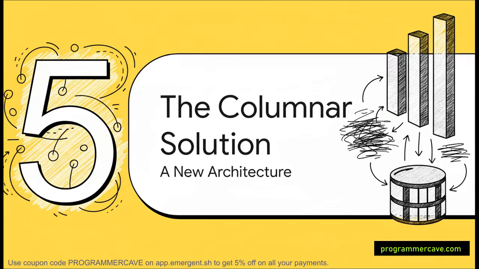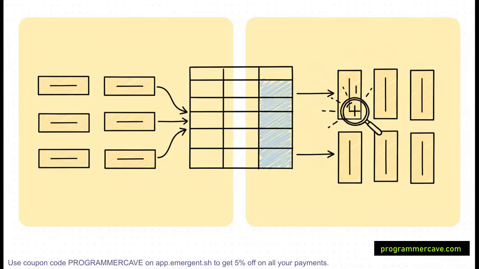And that architecture is the columnar or column-oriented database. This slide really shows a fundamental shift in thinking. A traditional row-oriented database stores all the values for a single row together in one place. A column-oriented database flips that completely on its head. It stores all the values for a single column together.